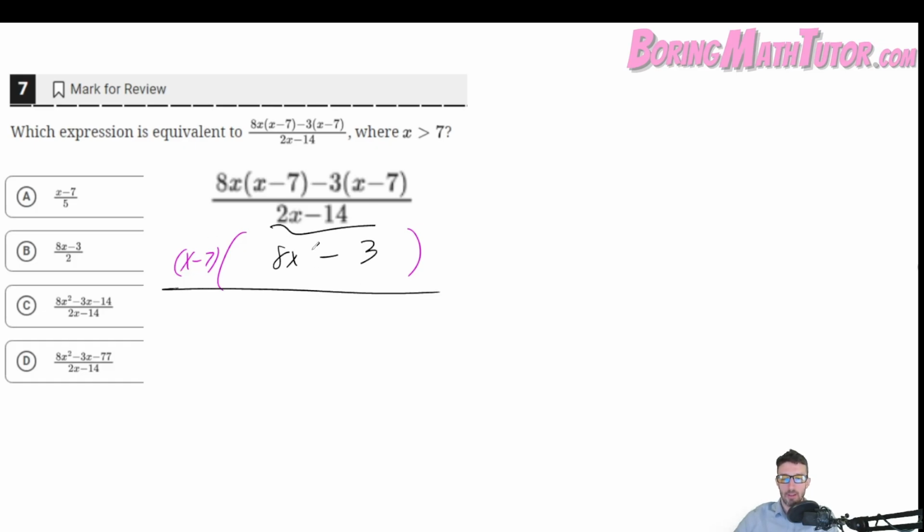And on the bottom, x minus 7 is actually going to be part of what you get when you factor out a 2 from here. So lucky us, the x minus 7 now cancels, and we're just left with B.